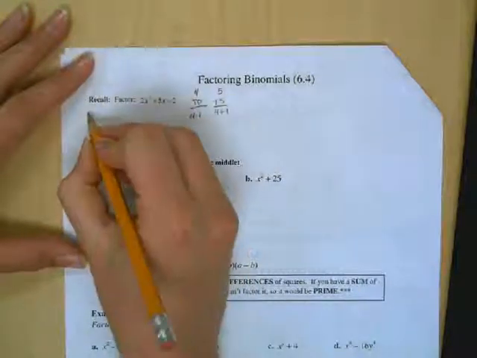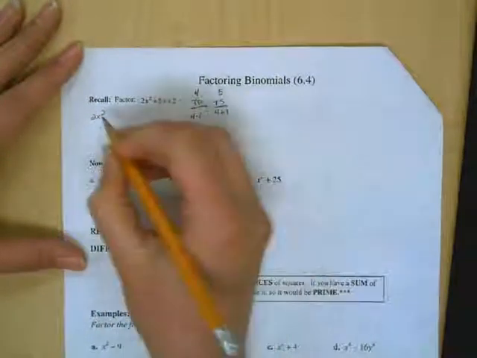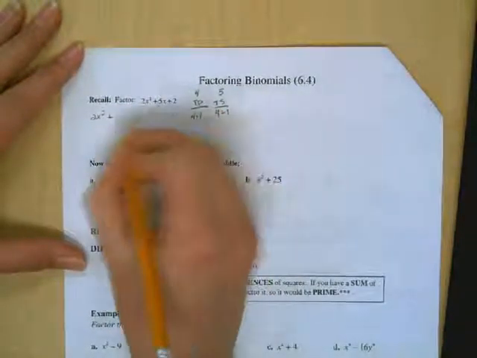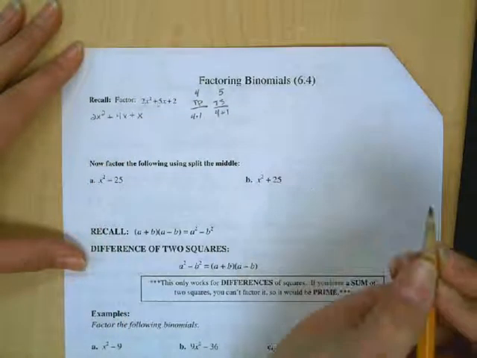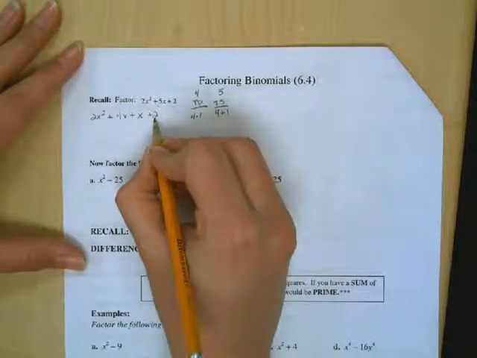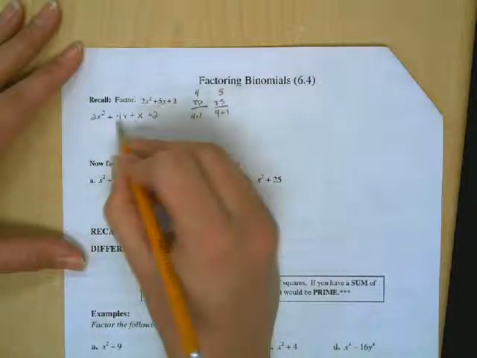So when I do split the middle, the first term comes down, 2x squared, that's the first term. And then we will split the 5x to 4x and positive 1x. Of course, you don't need the 1. And then plus 2, that's my last term, it comes straight down. So 4x plus 1x would give me 5x. So I just took that middle term and split it into 2 new terms.